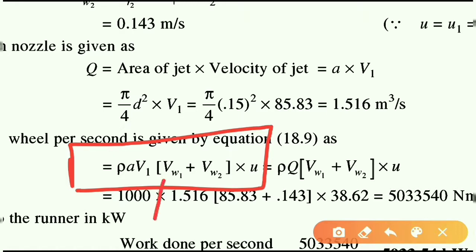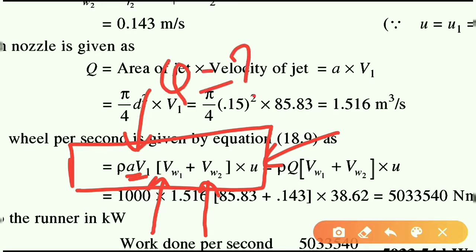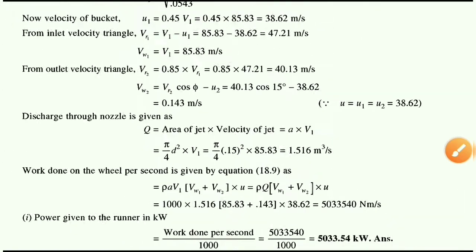So here Vw1 and Vw2, the velocity of whirl at the inlet and outlet, we need to find out. We need to also calculate this u as it is not directly given, and also we need to calculate A into V1, which is equal to the discharge Q. So that much we need to calculate.